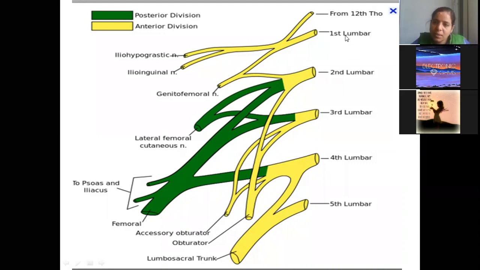Now when you see this first lumbar nerve, you can see it is dividing into iliohypogastric and ilioinguinal. The iliohypogastric will be going into the anterior abdominal wall. We will see the course, and you will understand better. Genitofemoral comes towards the external genitalia region, that is the medial aspect of the upper part of the thigh.